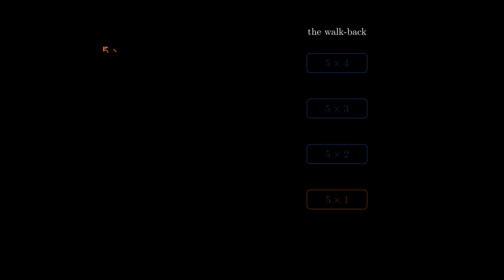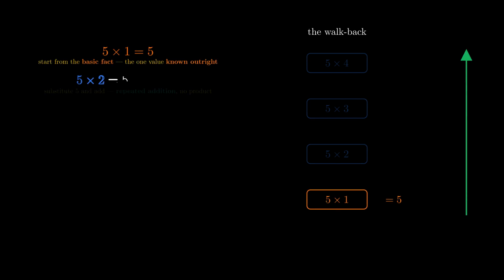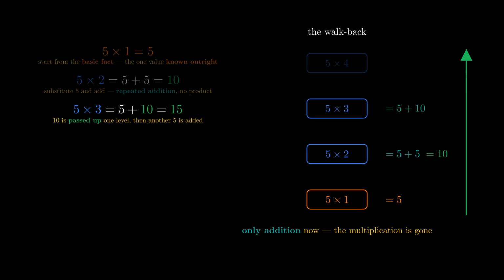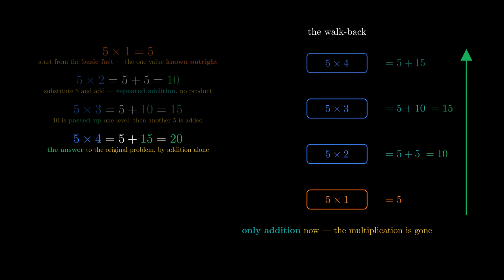Now conquer. Replace 5 times 1 with 5 and the values back up the chain. 5 times 2 becomes 5 plus 5, which is 10. Notice that this is pure addition. The multiplication has vanished, and avoiding multiplication was the whole point. 5 times 3 becomes 5 plus 10, 15. And the original problem, 5 times 4 becomes 5 plus 15, 20. A roundabout route to an easy answer, but the pattern is what matters.